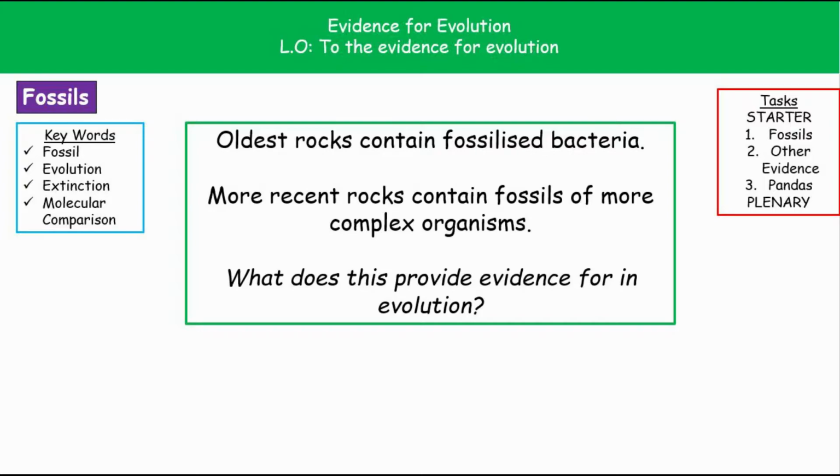So if we look back at some of our oldest rocks that do have fossils in them, then the type of fossils we find are actually fossilised bacteria. Whereas if we look at the more recent rocks and look at the fossils that they've got, they tend to be more complex organisms. So jot down those first 2 sentences and then see if you can answer the question at the bottom.